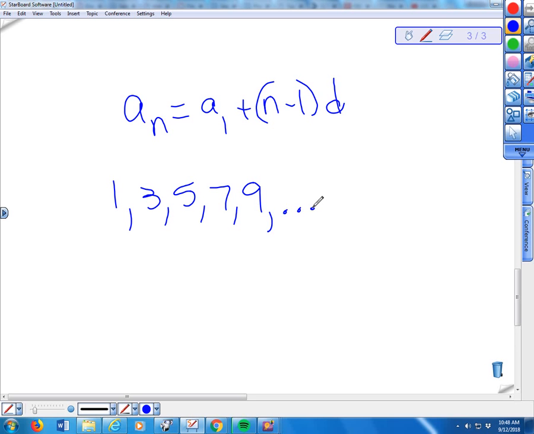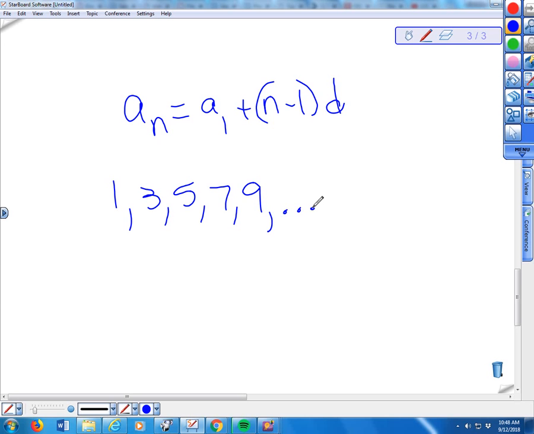In this case, 1. N, well, I wanted a sub 1,000, right? So n is 1,000. D is the difference that you see between every term. What did we decide the difference was? Plus 2. If it started at 11 and went down by 2, it would be minus 2. Okay, so I can easily use this equation and tell you what the 1,000th term in this series is.